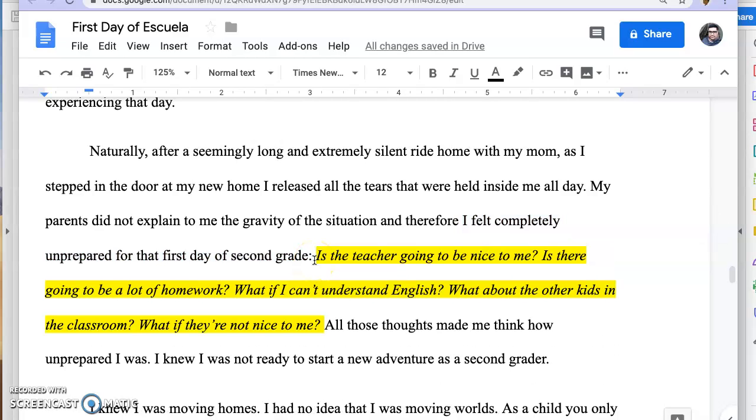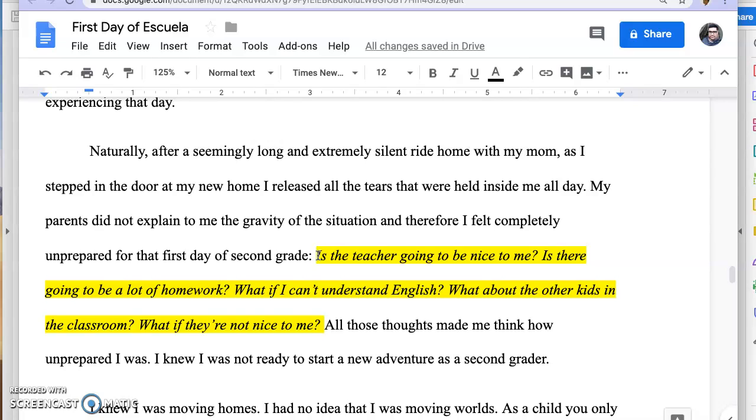What I have done with this revision is really have a moment where I reveal to the reader what is going on through my head. And that's what I have highlighted here. When I talk about how unprepared I was, then I have this stream of consciousness that really allows the reader to connect to it. So I provide a lot more details that would allow the reader to understand what is going on through my head.